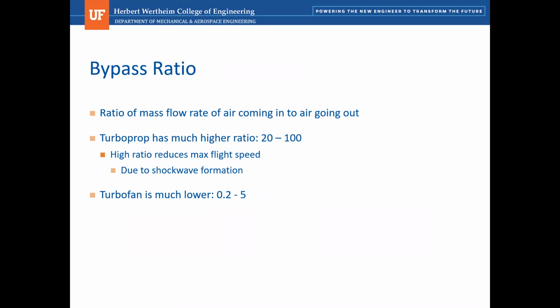The bypass ratio was one of the first important considerations that we had to take into account. The bypass ratio is the ratio of the mass flow rate of the air coming into the engine and the mass flow rate of the air going out of the engine. Turboprop engines generally have a higher bypass ratio, ranging from 20 to 100. This high ratio, however, reduces the max flight speed due to the shockwave formation that is formed by the propellers. The turbofan is generally much lower, and it ranges from 0.2 to 5.